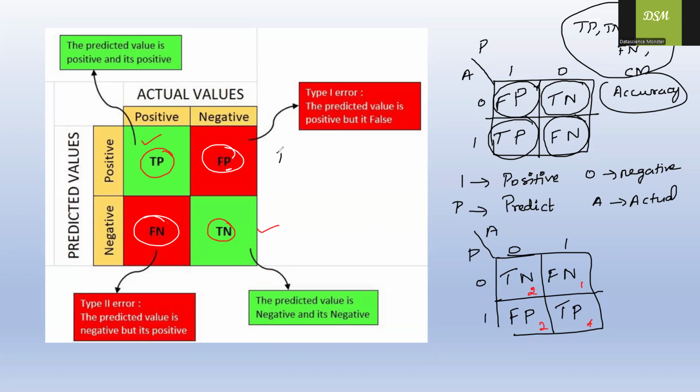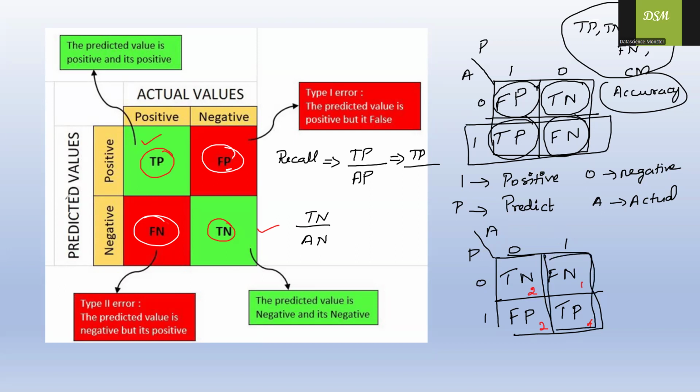So let me make it clear what is meant by recall. Out of actual positives, how many are true positives? Or out of actual negatives, how many are true negatives? So let's try to understand this: TP divided by what are actual positives? If you consider this one, actual positive means TP plus FN.